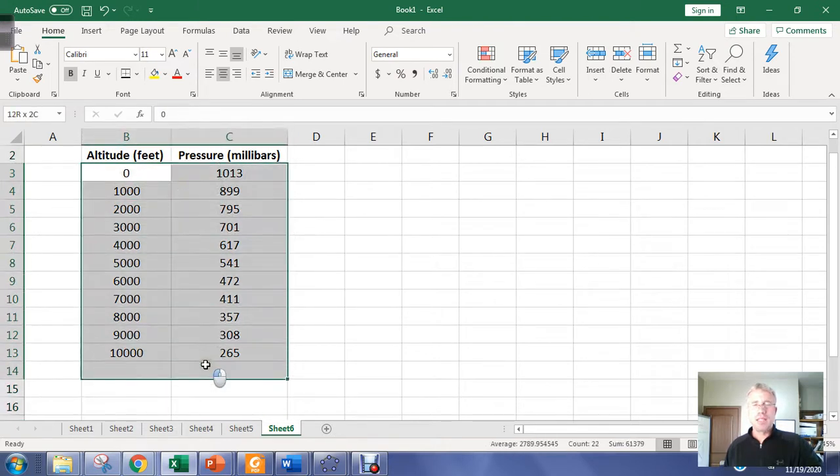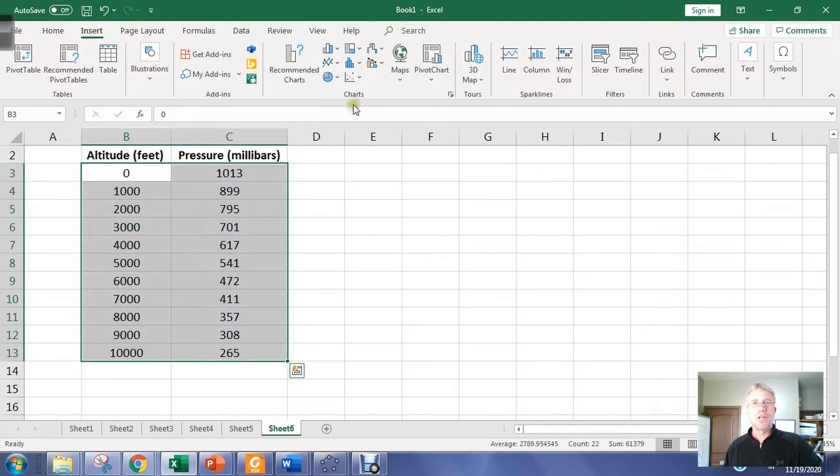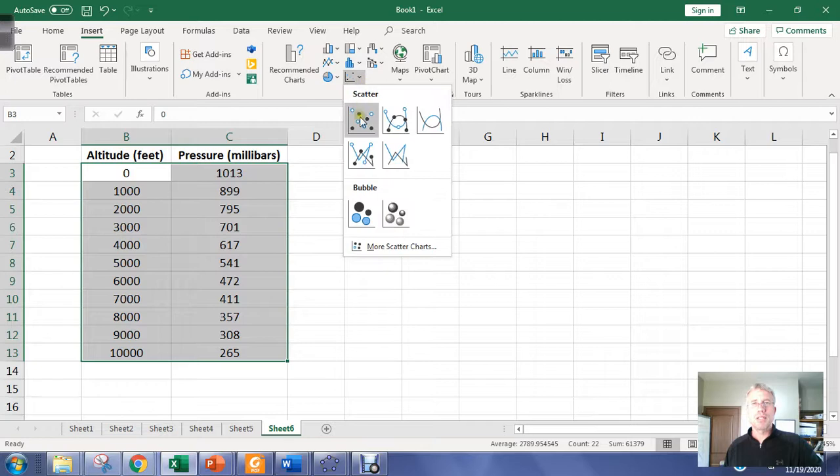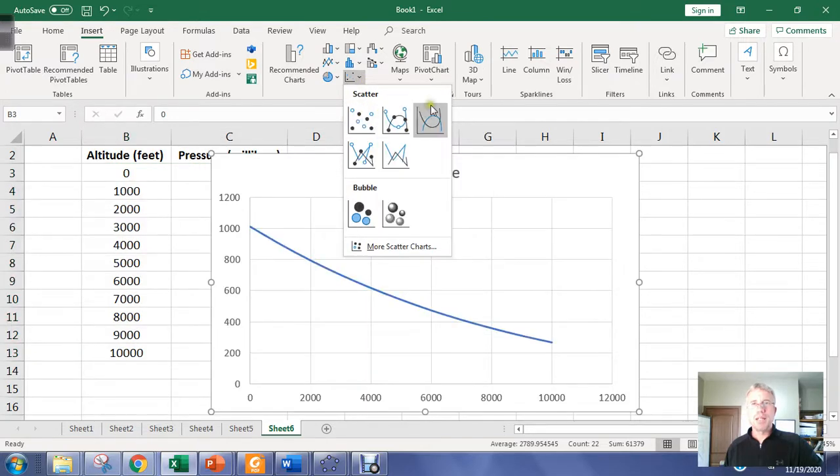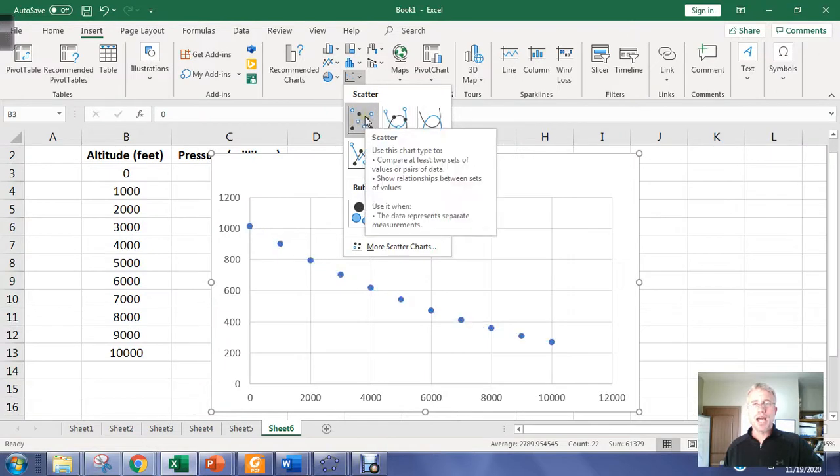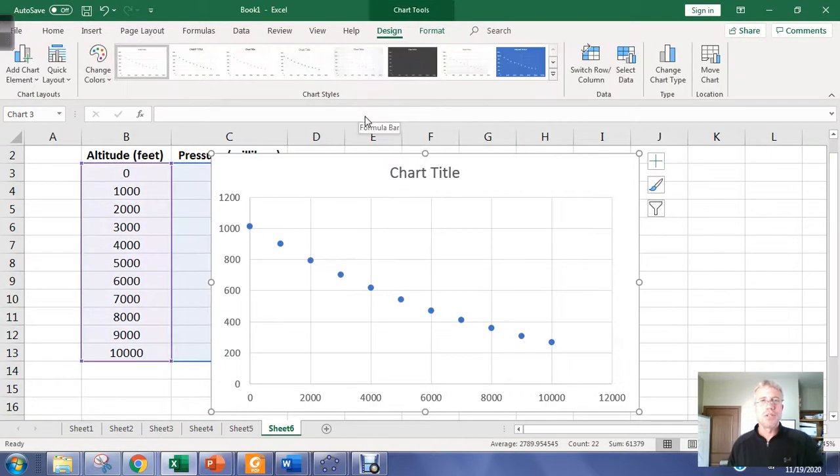You just highlight the data you want to model. Then you go to Insert. And over in the Charts menu, you pick Scatter Plot. You do not pick any of the Connect the Dot options. You just do Scatter Plot. You just plot the data points.